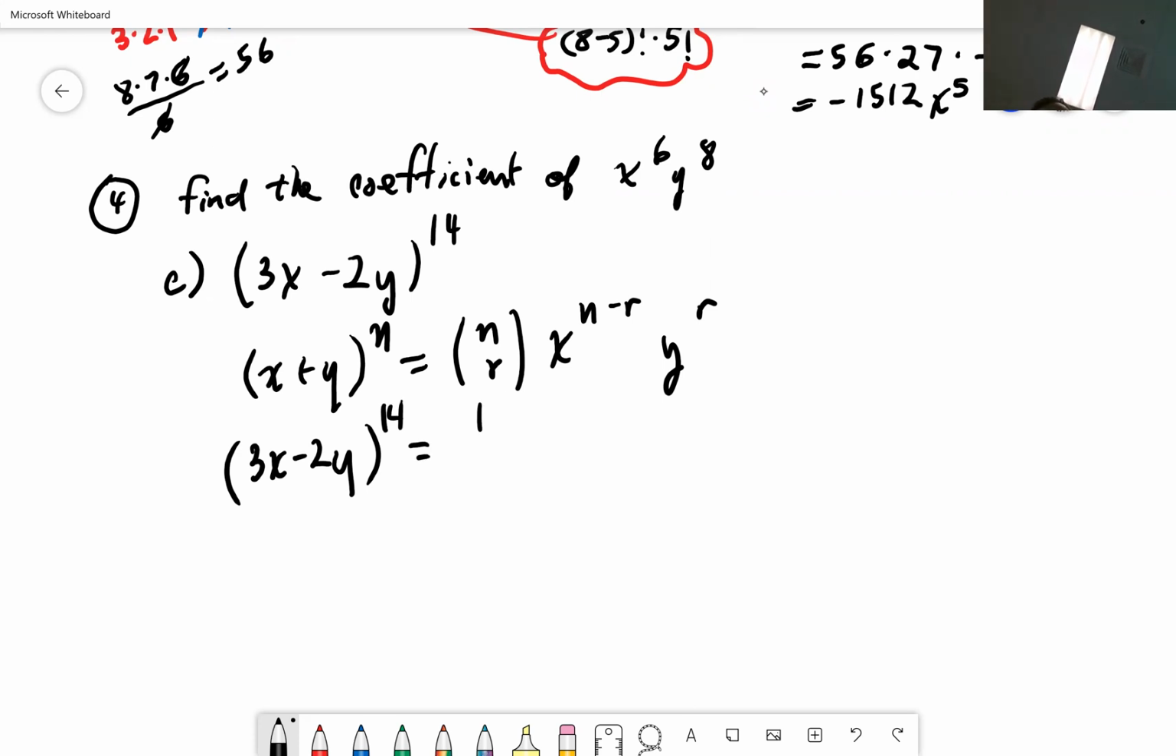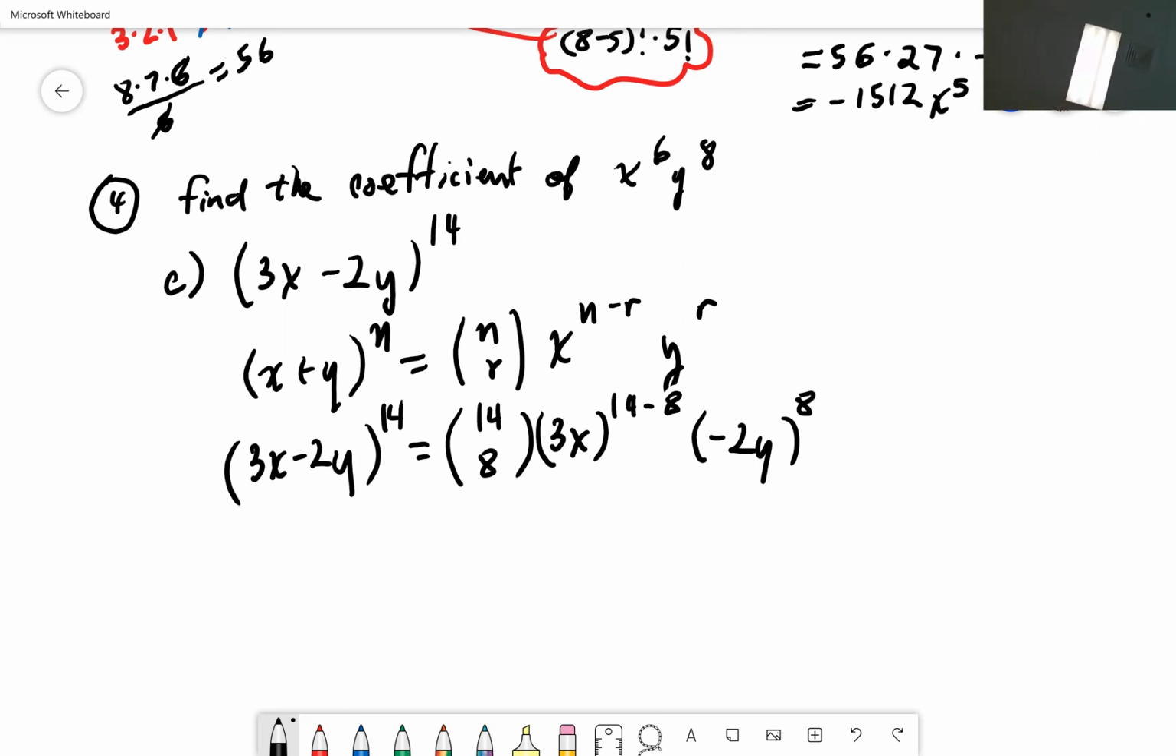And then you go 14 choose, and then you don't know the r you're going to pick. So now I write here for x, I write 3x, and I put a parentheses in it, and I put 14 minus r. And then I have y, which will be negative 2y, right? Like that. And I put r. And I ask myself, okay, what r would I put in the y there to make it to the 8th? And you can see it's going to be 8. Because 14 minus 8 is 6. So the moment I put 8 here, you see that?